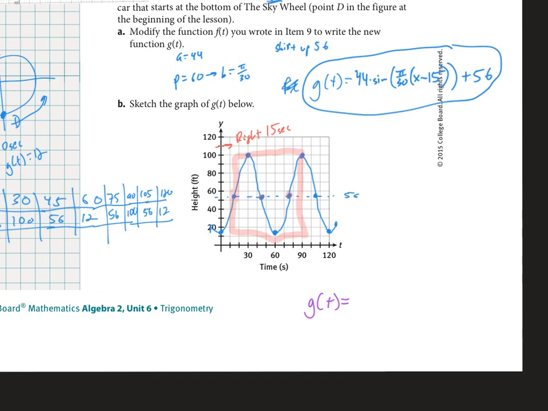Okay, if you wanted to write it with cosine, I'm actually starting down here at the minimum, so it would be a negative, ending at the maximum. The period is the same, kind of, if you think about it. So the amplitude would still be 44. Cosine starts at a maximum there, so there's no left-right shift. I'm just going to make it a negative 44, so it's starting at the minimum, at the down part, because it's been reflected, pi over 30, x, because there's no left-right shift, and then the plus 56.